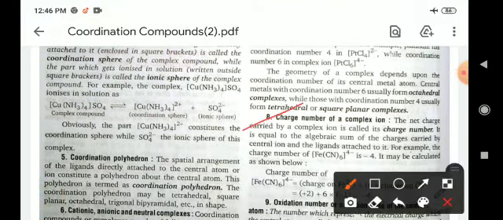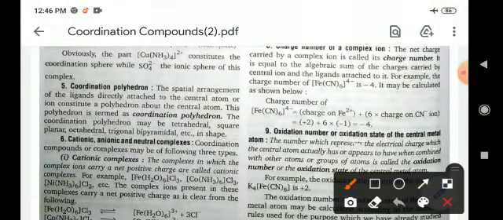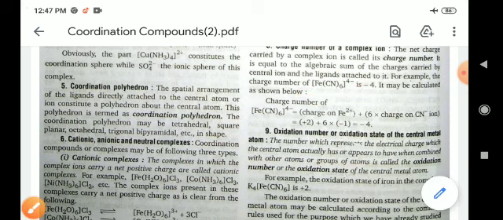Now, charge number of the complex ion. So what is the charge number? The charge present on the complex compound, positive or negative value, is basically known as the charge on the complex ion. For example, in this complex ion there is a 4 minus charge present, so it is known as the charge on the complex ion.